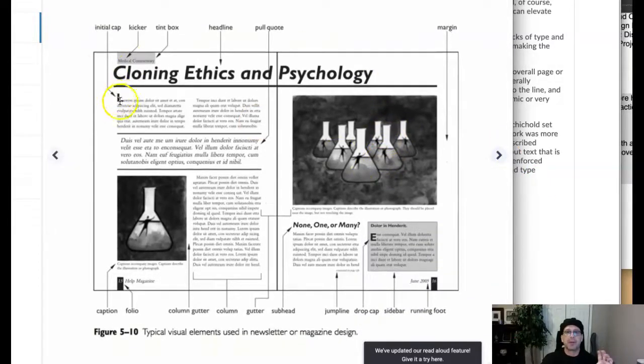An initial cap, sometimes known as a drop cap, is a cap that drops down into the sentence. Then over here we have what's called a kicker. This is a tint box, a color behind any type on a page. Headline, of course. Pull quote. Pull quotes are great. It's a way to separate and make a little rest area in the page. Then these are called margins.